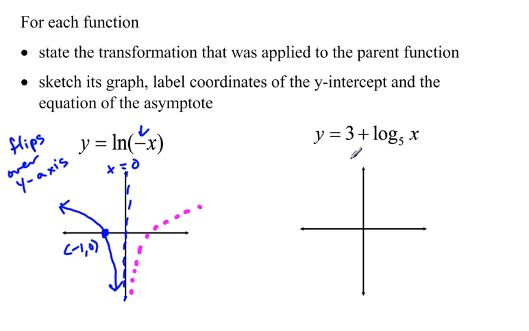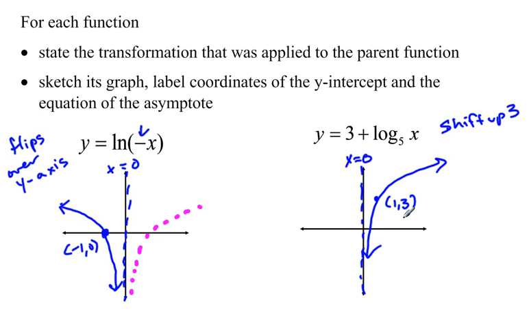All right, and our last one over here, we have 3 plus log base 5 of x. We can see that it's going to shift up 3. Our asymptote right here, when we shift it up, is still going to be right on the axis at x equals 0. But that point (1, 0) is going to go up 3, and so it's going to actually be at (1, 3), not at (1, 0). And then when we draw our curve, it's going to do something like that.